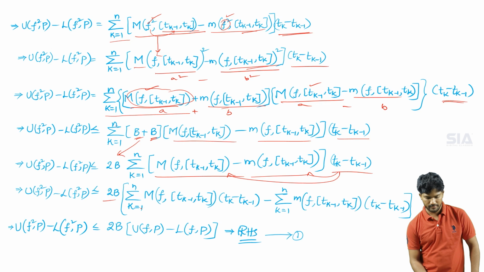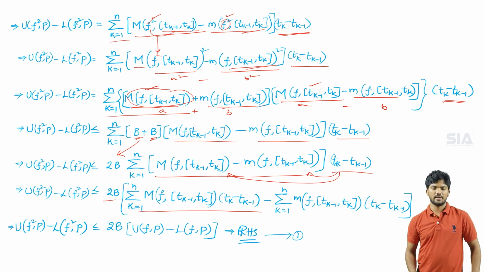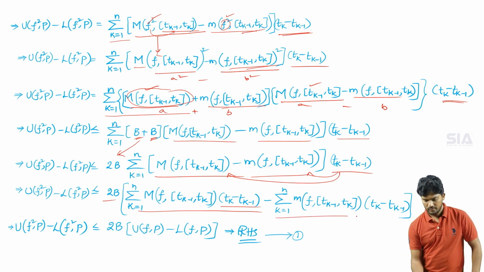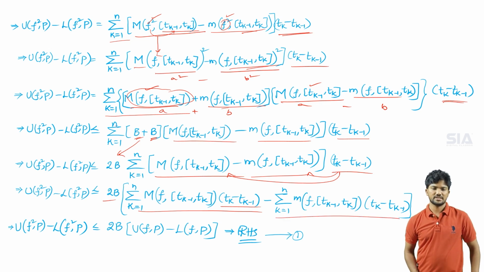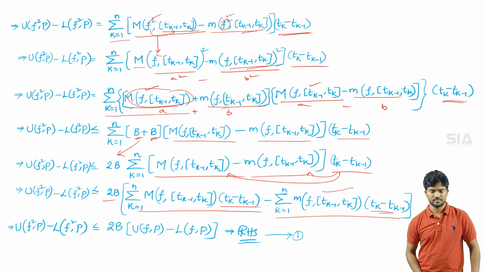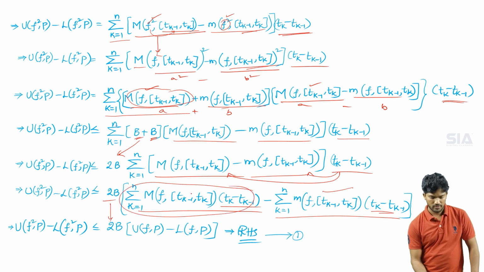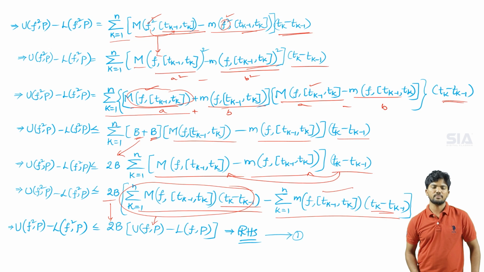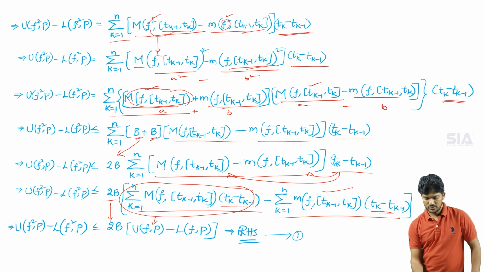Okay, so if you multiply them, summation k is equal to 1 to n capital M into f of t suffix k minus 1 comma t suffix k into t suffix k minus t suffix k minus 1. And we can also multiplying with summation minus summation k is equal to 1 to n small m into f of t suffix k minus 1 comma t suffix k into t suffix k minus t suffix k minus 1. So therefore 2 into b into this total value, from the definition of the Darboux upper sum. So therefore U of f comma p, and this total sum we can write L of f comma p.